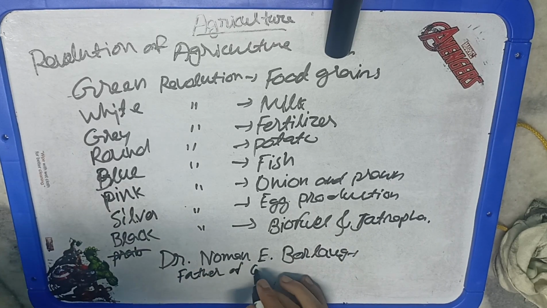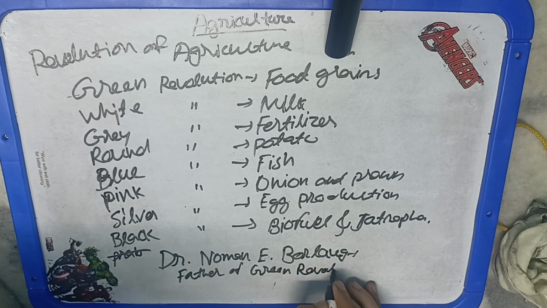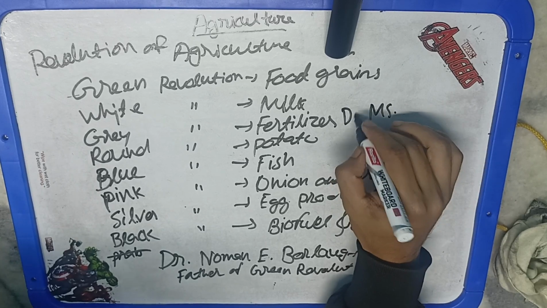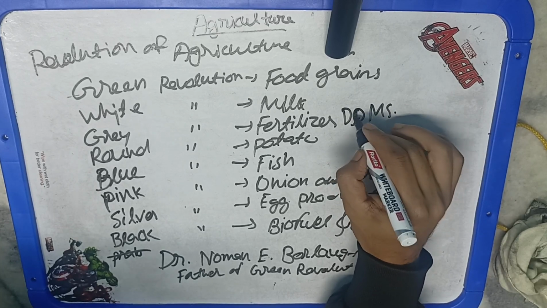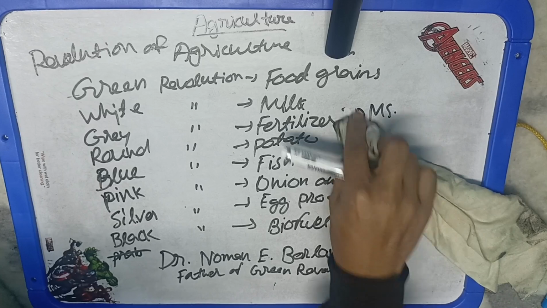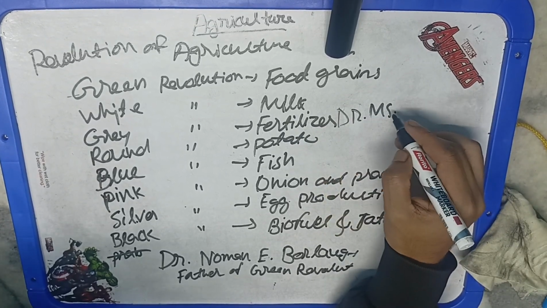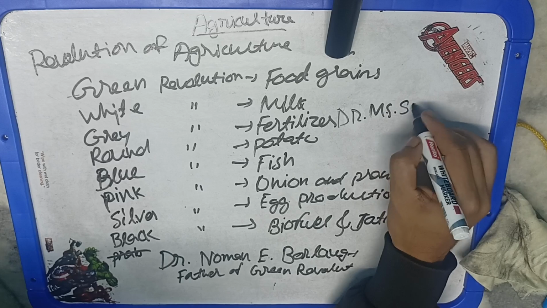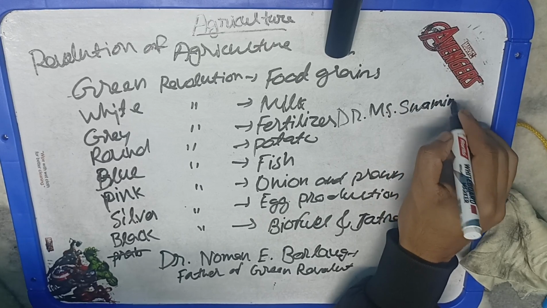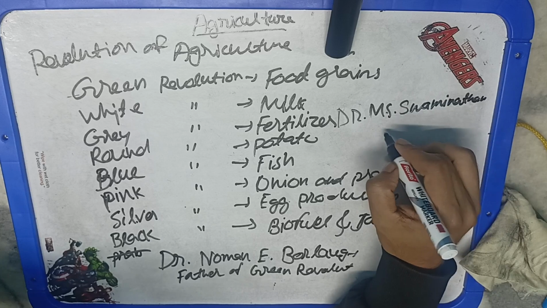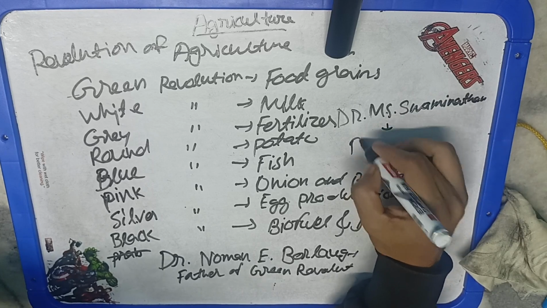Similarly, in India, the key person responsible for the Indian green revolution is Dr. M.S. Swaminathan. He started and worked for the green revolution at that time, and presently he has the MSSRF, M.S. Swaminathan Research Foundation, at Chennai. M.S. Swaminathan ji was the father of the green revolution in India.